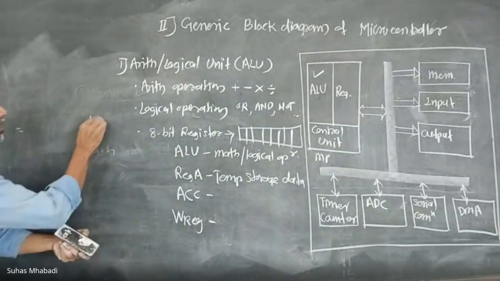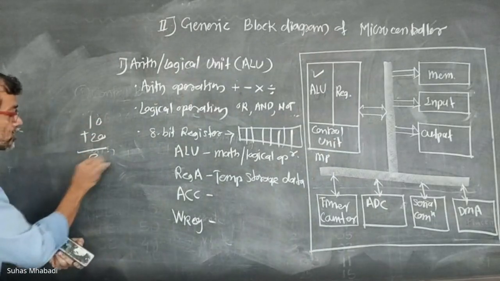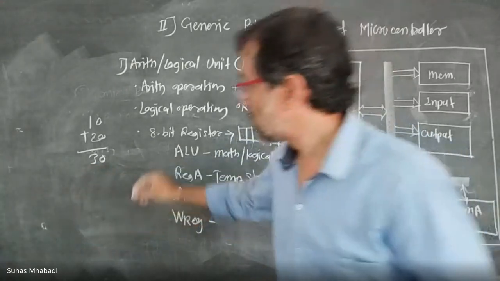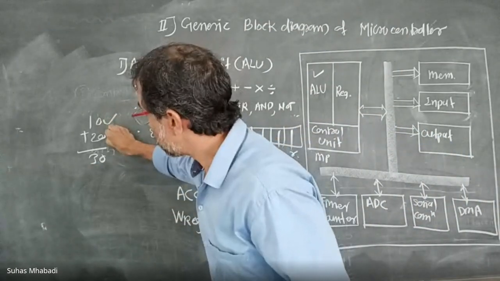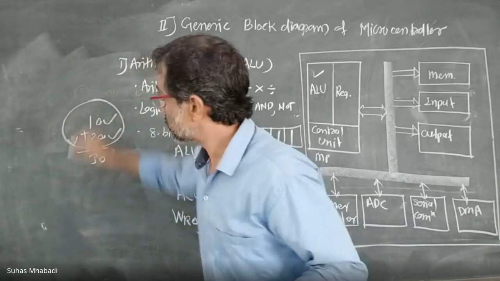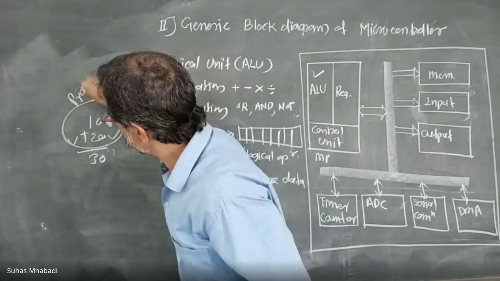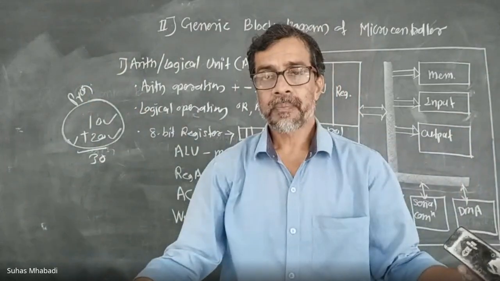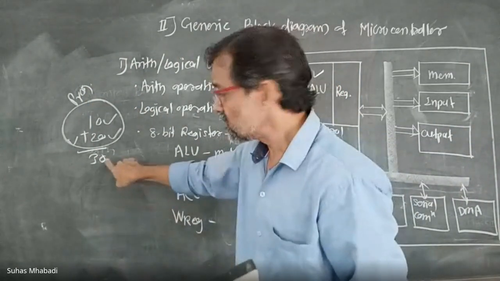Here, 10 plus 20 is equal to 30. Now this is my program. Data, instruction. I have written a program. So for this purpose, I must write a program. At the end of the program, I will be getting a result.